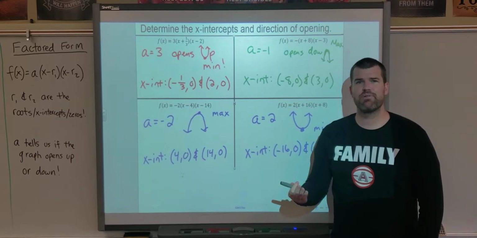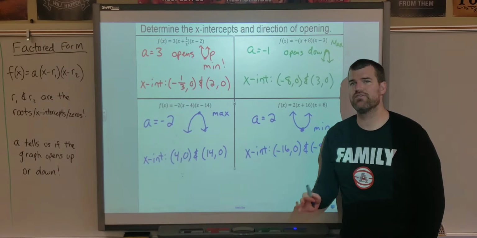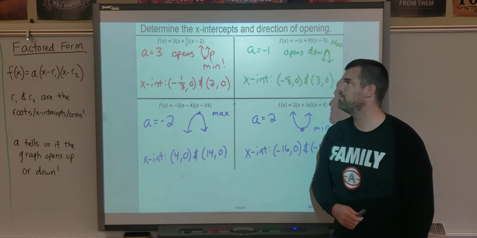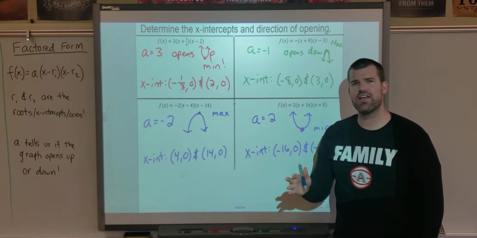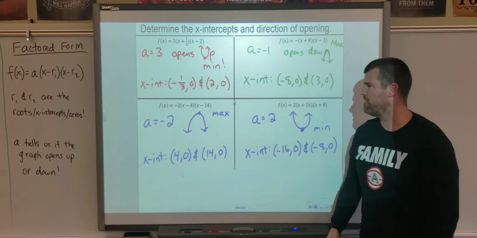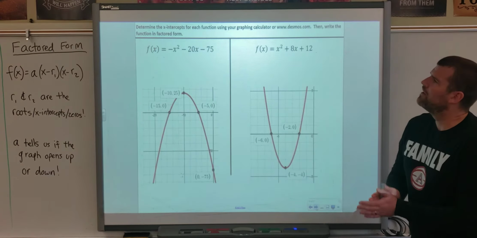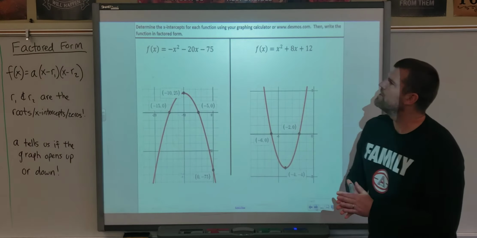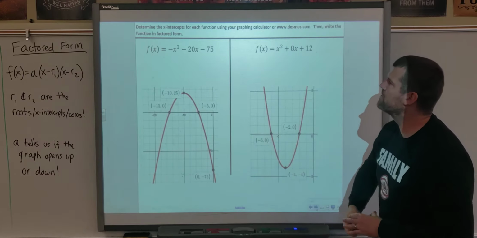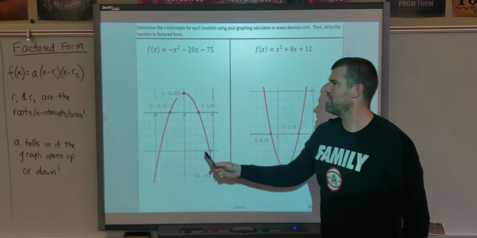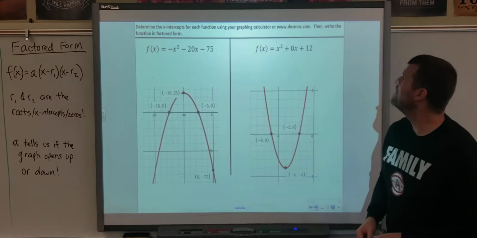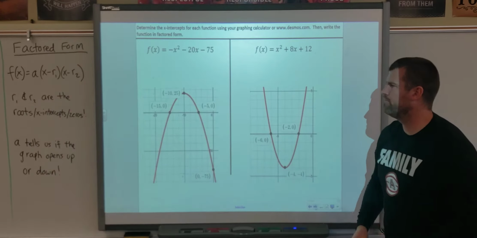So today is pretty much reviewing what we did yesterday. Hopefully if you struggled a little bit, this will help you to understand it. And if you think you got yesterday pretty well, hopefully this will make you even better at it. All right, that's really small, so I'm going to read it. Determine the x-intercepts for each function using your graphing calculator, which I already graphed them for us. Then write the function in factored form.